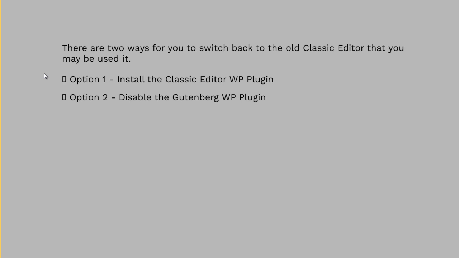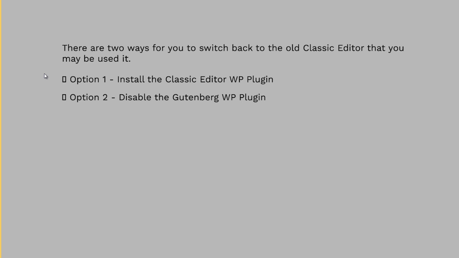But nowadays, from now on, all of the WordPress updates include the Gutenberg editor built into it. So if that's the case, you will need to use option one. Option two is very obvious. If somebody installed the Gutenberg WordPress plugin, they would simply need to disable it. So what I'm going to do now is show you how to install the classic editor WordPress plugin.